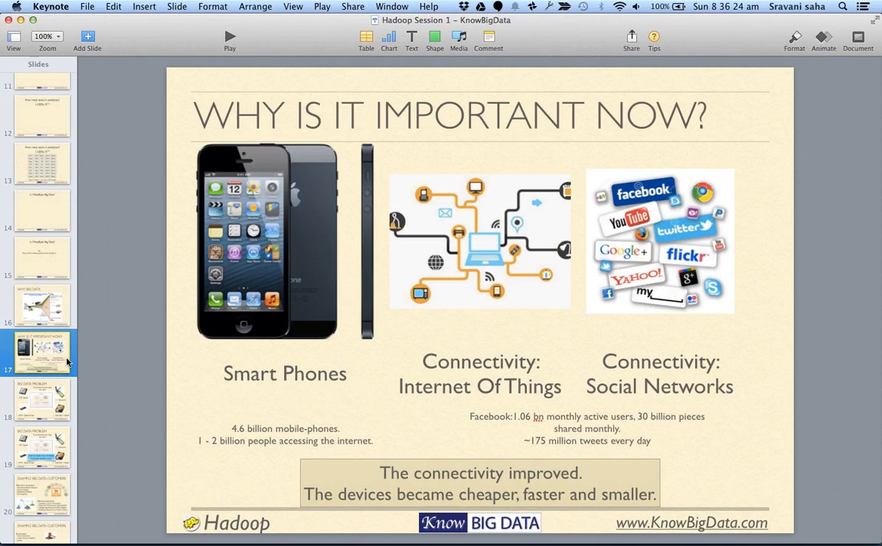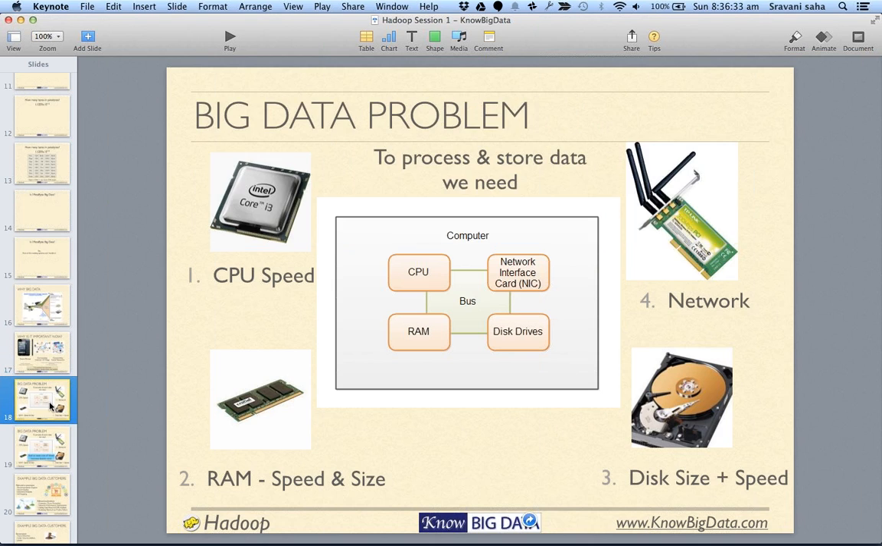All right. So we just discussed two things, connectivity and devices, which led to the big data explosion. Now, why is big data a problem? Most people think that if we have big data in terabytes and petabytes, we have a great big processor which has four cores and can handle anything you throw at it. Okay, so let's understand that it's not only the processor which matters. There are other components which are the pillars of computing.